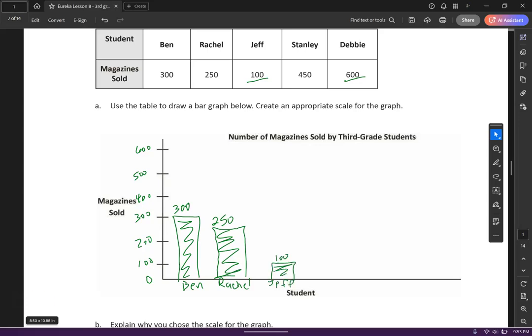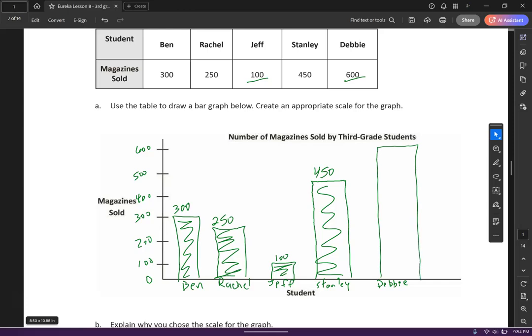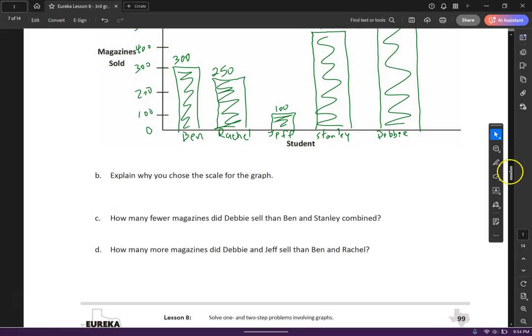Okay, then we do Jeff, 100. Then we do Stanley, 450, which is between 400 and 500. Then we have Debbie at 600. And that's what it should look like. Okay. Remember, pause it if you need to. I'm going to move on.